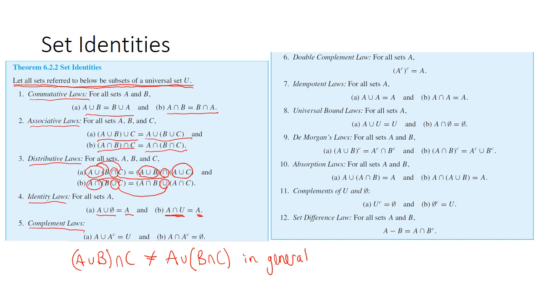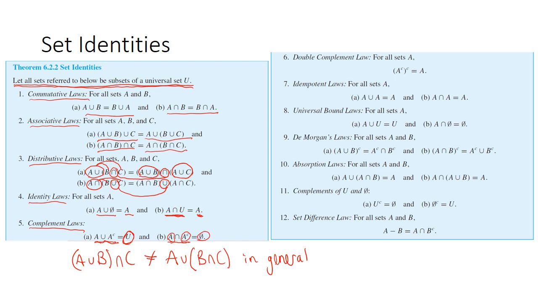Okay, the complement laws. So unioning A with its own complement. Remember, the complement of A is everything that's not in A. So this is A union with everything that's not in A. Well, that's just going to be everything. Everything is either in A or not in A. So that gives you the universal set. And then the other way around, if you intersect A with the complement of A, this is everything that's in A and not in A. Well, there's nothing that's in A and not in A, so that's the empty set.